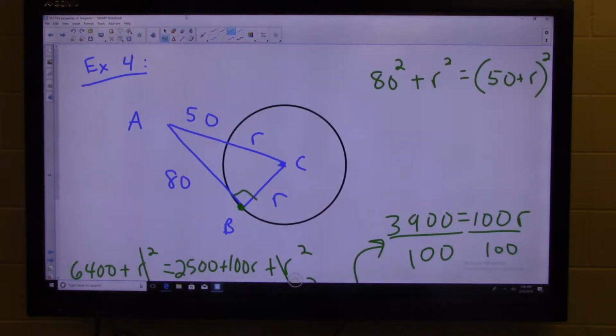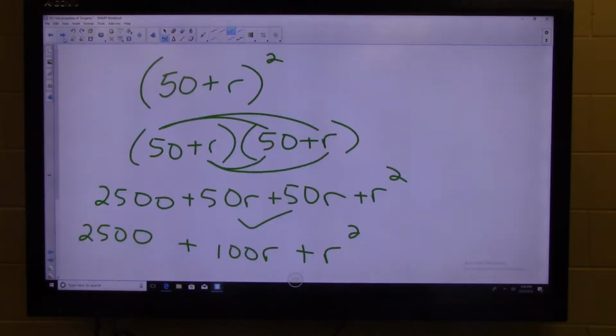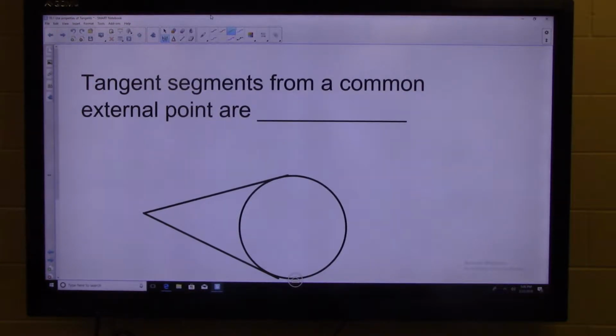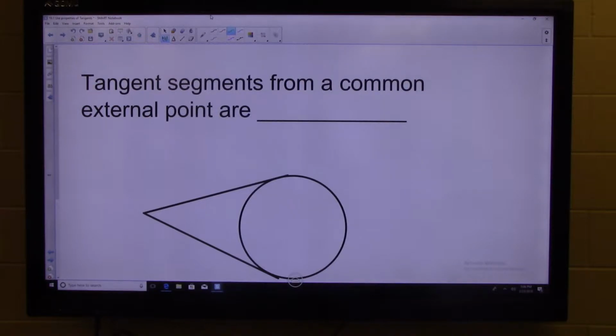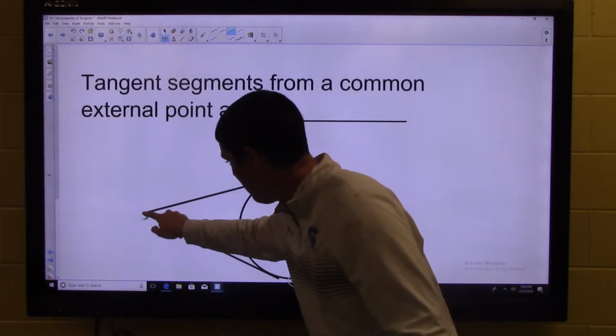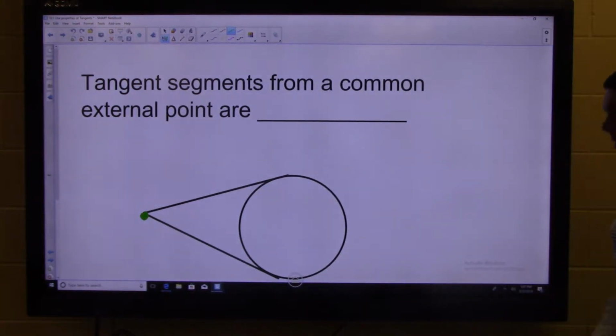All right, hopefully this doesn't freeze on me. I'm going to move to the last concept here, and that's tangent segments. There we go. Tangent segments from a common external point, which would be a common external point right there.